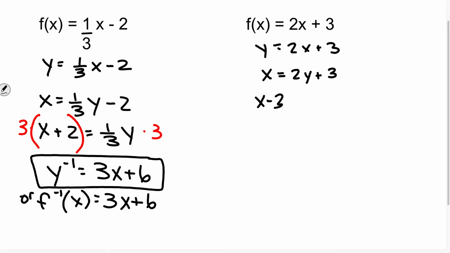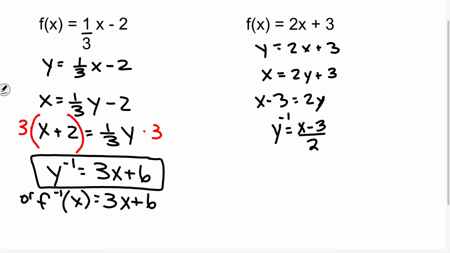That looks like a 2, so I'm just going to write a 2, so I'll change it. Subtract 3 from both sides. And then divide by 2. So I had a lot of people who wrote it like this, and I will accept that. That's fine. Okay, and I'm going to go ahead and stick a y inverse on it.